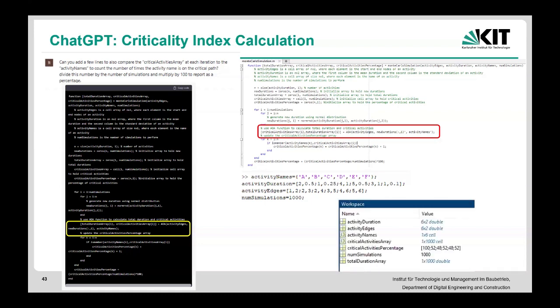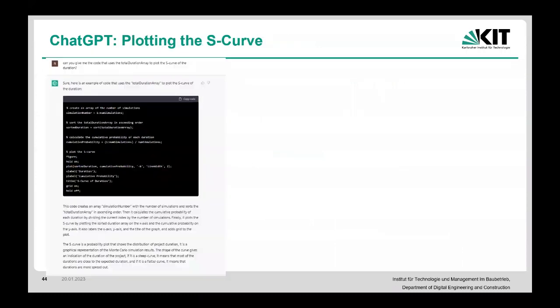It basically generated the activity criticality index and the total durations for each and every one of these. So what is left right now? I want to plot the S-curve, and then I also want to plot the criticality index, right? Okay. So can you give me the code that uses the total duration to plot the S-curve of the duration?